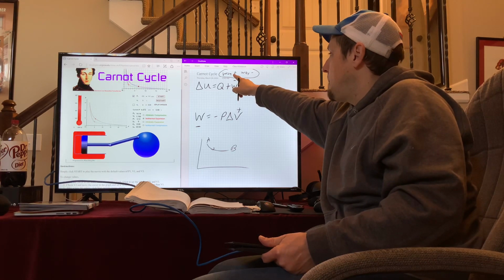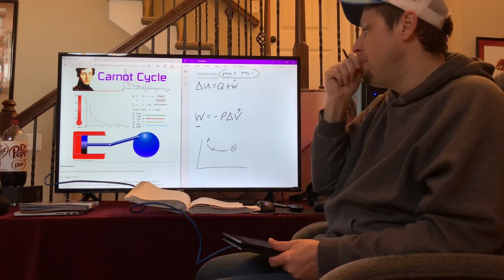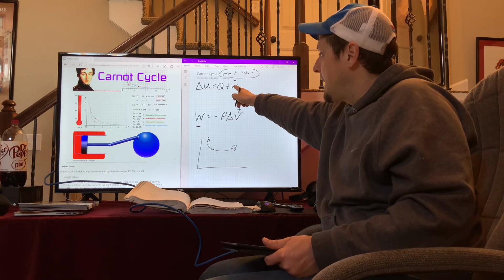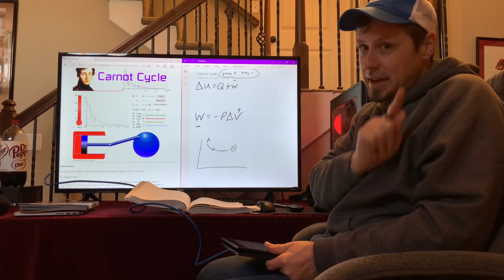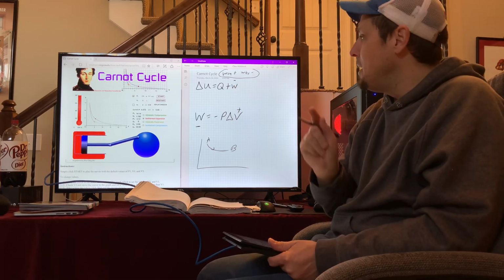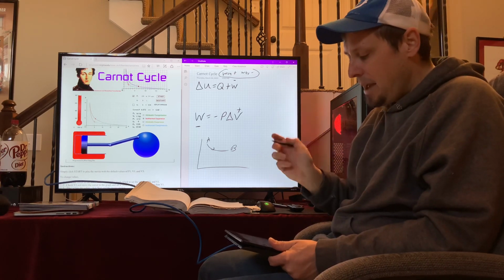Work done on the system, positive; work done by the system, negative. All right, so we got that as negative, and this is an isotherm. How we get that to happen, we'll talk more about in a minute, but the fact that it's an isotherm means our temperature stays the same.